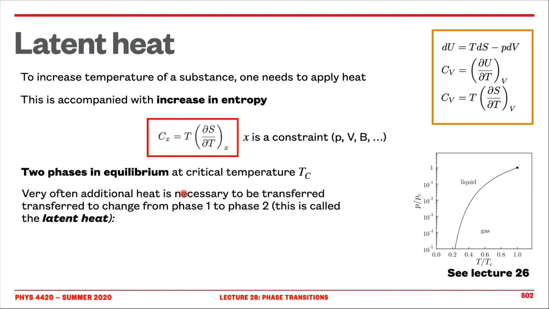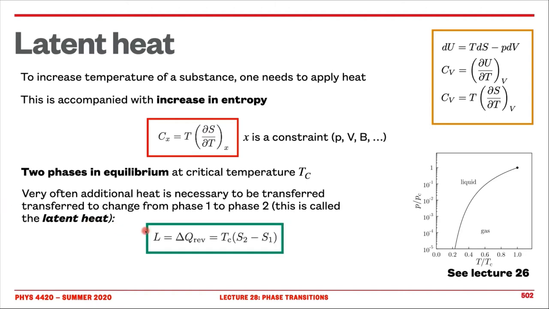So the latent heat is the additional heat that needs to be transferred to change from phase one to phase two. And so just to be clear, you need to transfer heat to heat up the liquid. And once you get to the point of equilibrium between the liquid and the gas, you need to add additional heat to transform the liquid into the gas. And that additional heat is called the latent heat. This is very usual, to have this additional heat that has to be transferred to change from one phase to another. But this is not always the case. This is very often the case, and we are going to see the condition under which this is true.